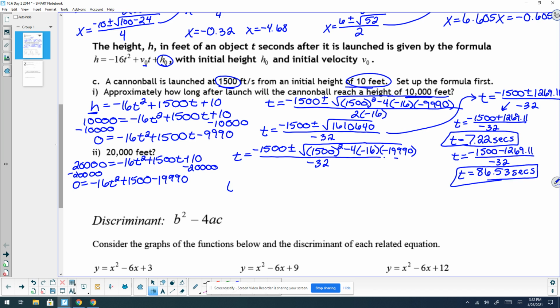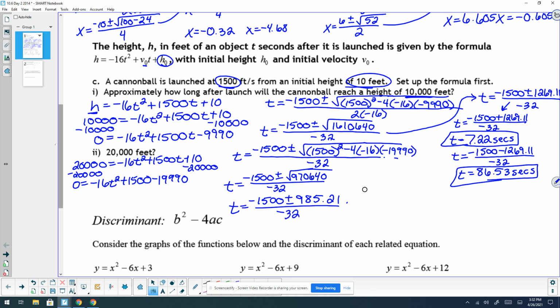So we'll end up with the square root of 9,70640 all over negative 32. The square root of that number then is 985.21 all over negative 32. I'm going to need to split this now.